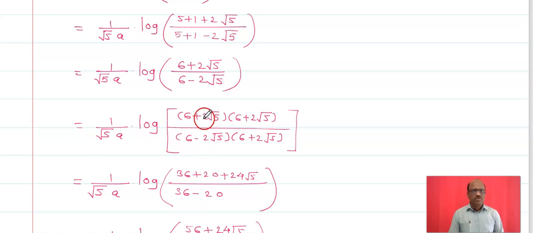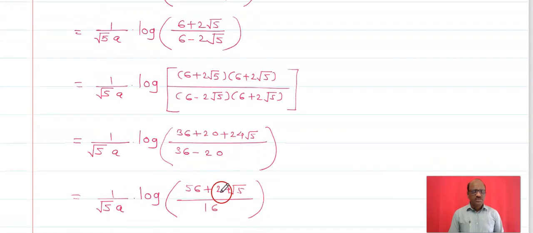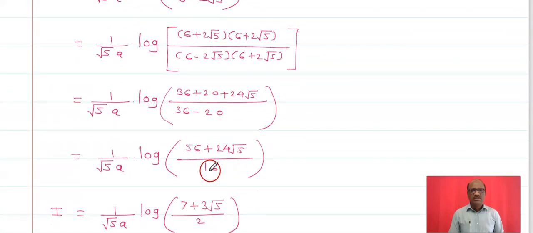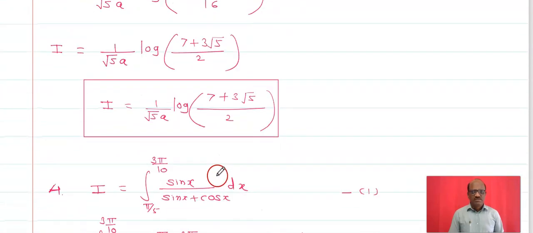2 square is 4, 4 into 5 that is 20, plus 2 into 6 into 2 root 5, that is you will get 24 root 5. 36 plus 20 is 56, plus 24 root 5. And in the denominator, 36 minus 20, that is you will get 16. And hence overall you will get I is equal to 1 upon root 5 into log of (7 plus 3 root 5) upon 2, and this is the final answer.